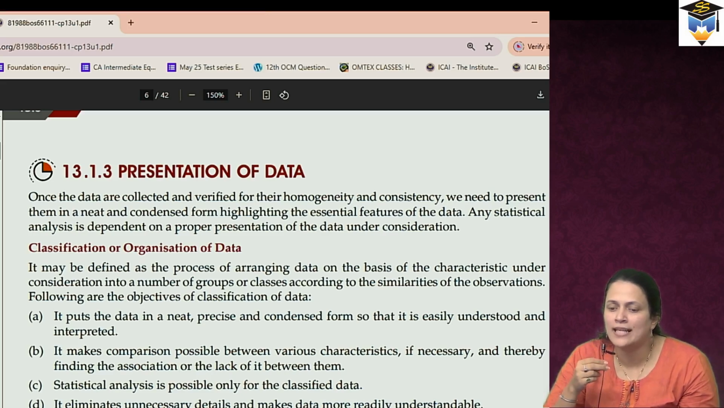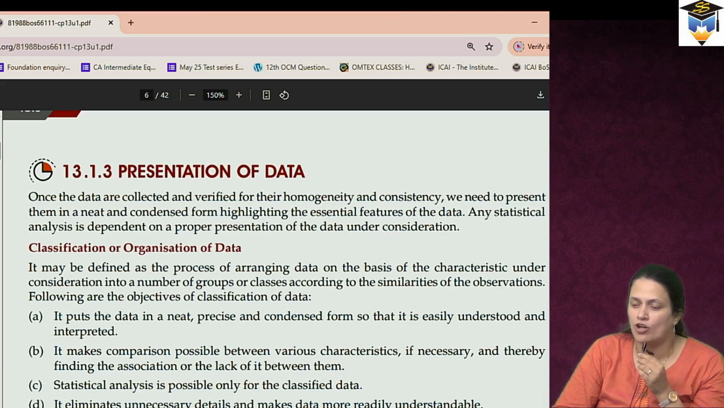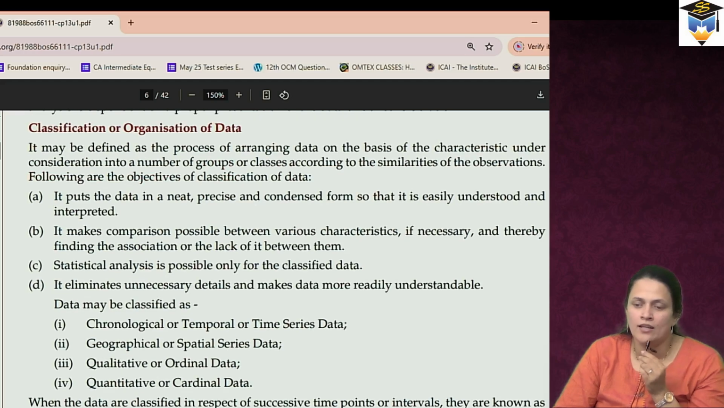We need to represent them in a neat and condensed form, highlighting the essential features of data. So any statistical analysis is dependent upon proper presentation of data. Now let us go to classification or organization of data.